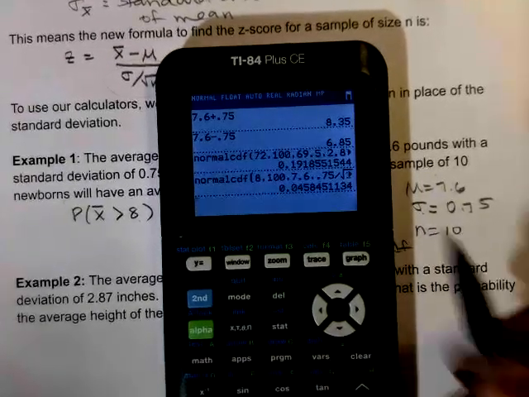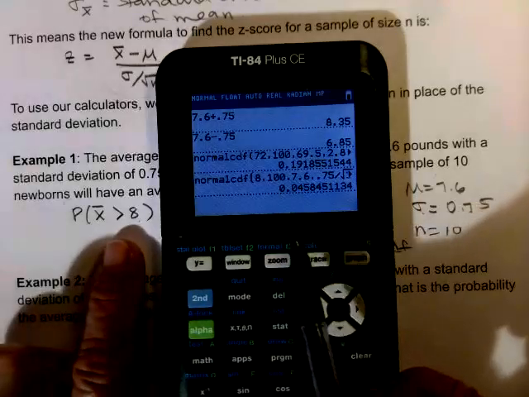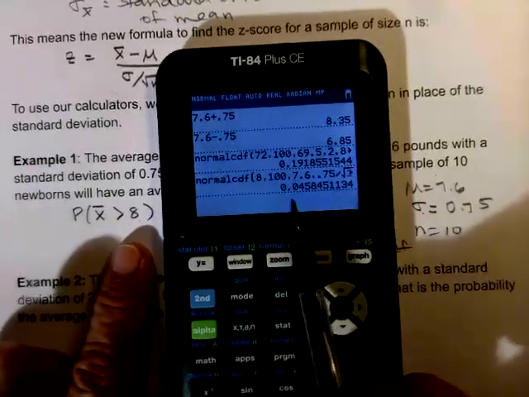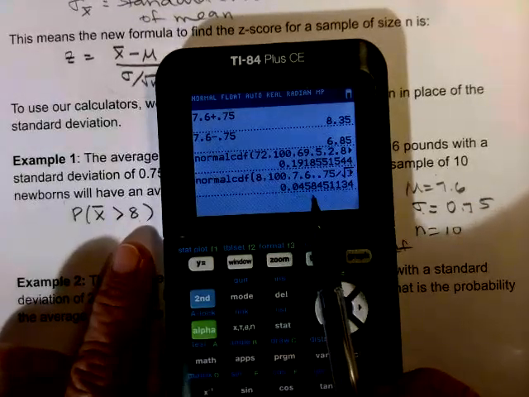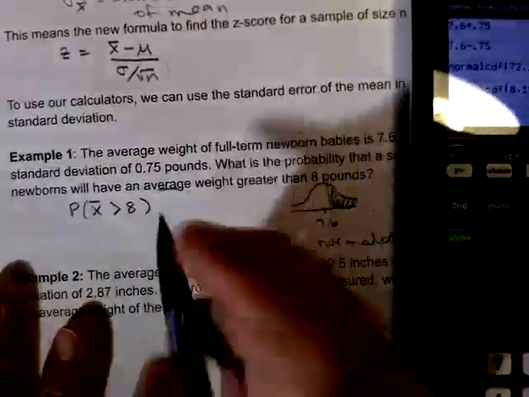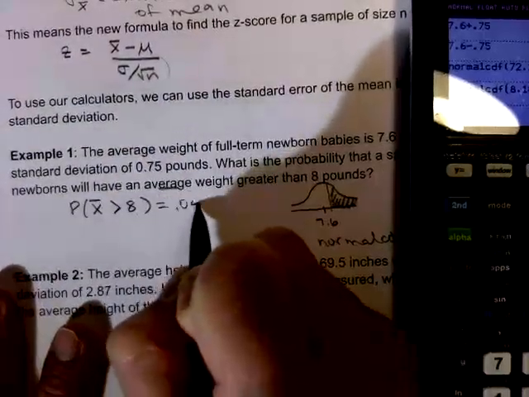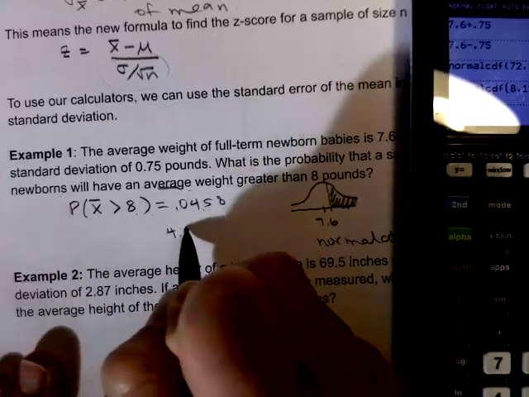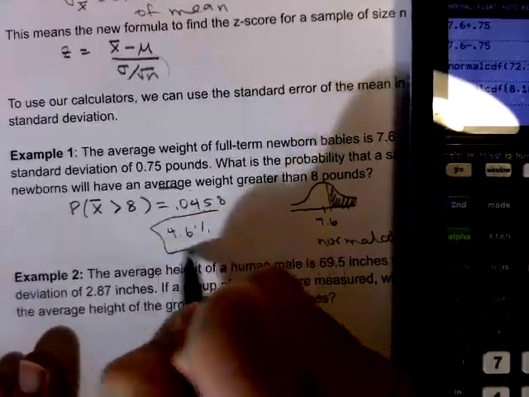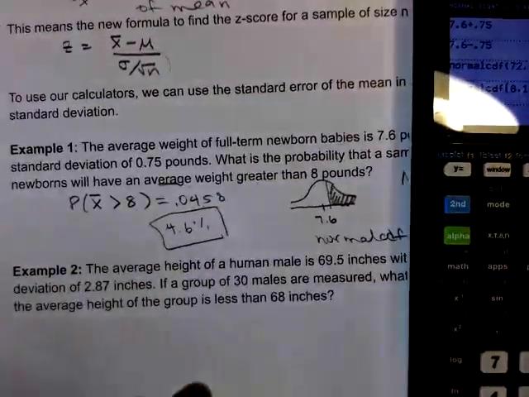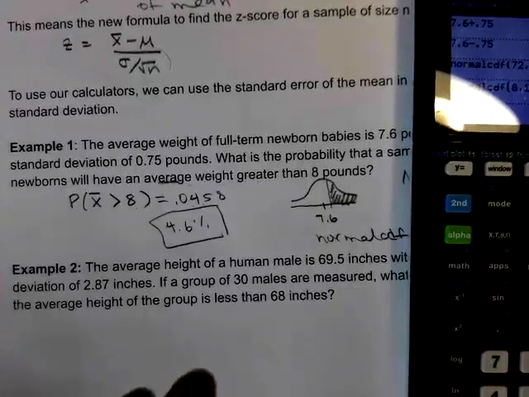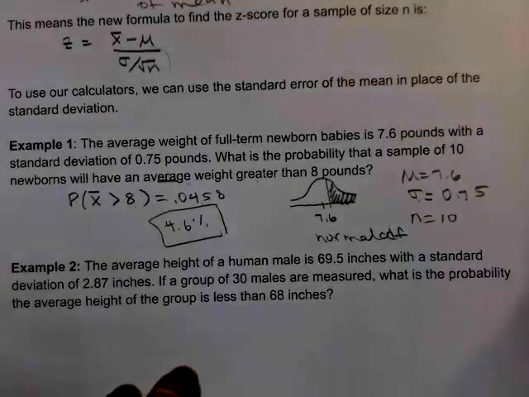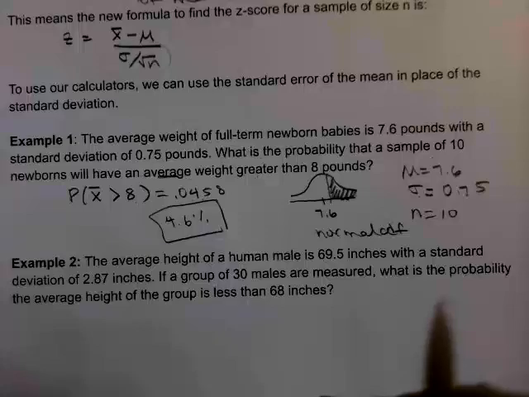Wow. Okay, so the probability that the average of those 10 babies is more than 8 pounds is 0.0458, or a 4.6% chance. So much smaller than the probability that an individual baby would have a weight bigger than 8.